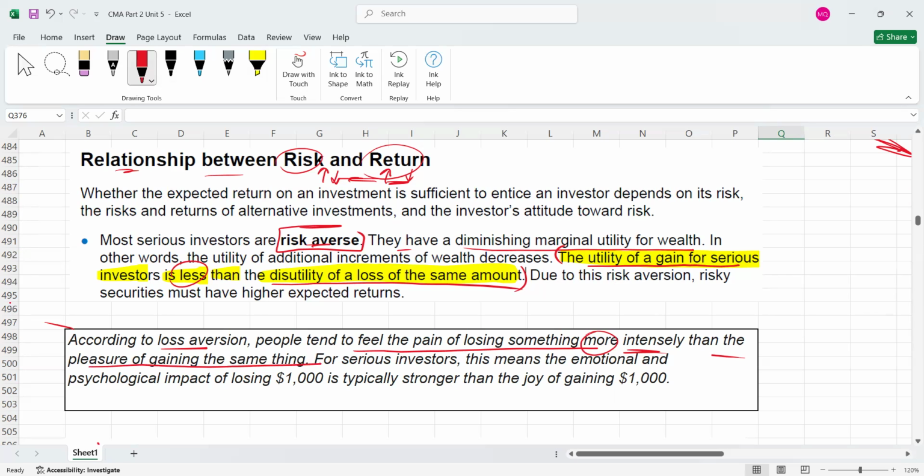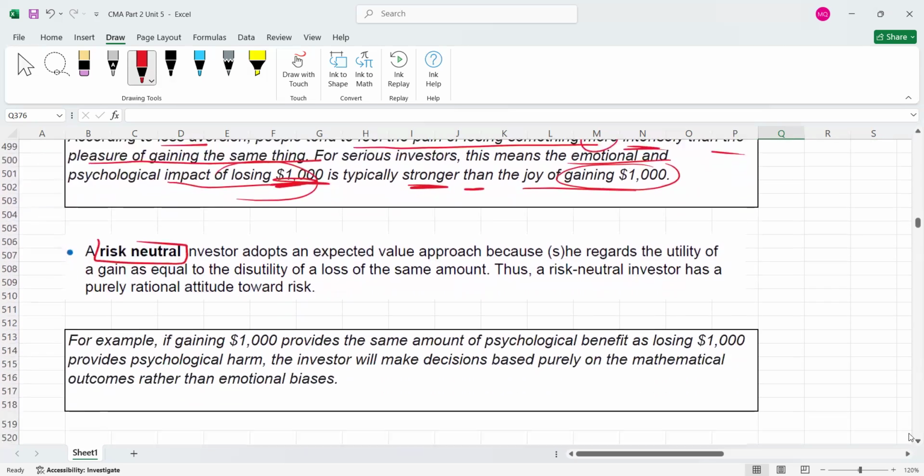As I gave you the example, you may have a gain of $1,000, or on the other hand, you may have a loss of $1,000. So here the emotional and psychological impact of losing $1,000 is stronger than the joy of gaining $1,000. This is what is called a risk averse person. Understood? And risk averse people don't take risks. Wherever they see the risk, they simply won't invest. This is the relationship of risk with investment.